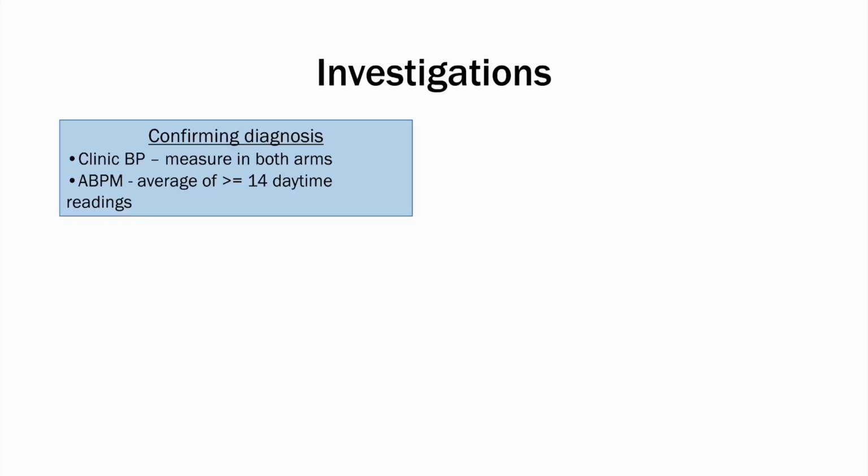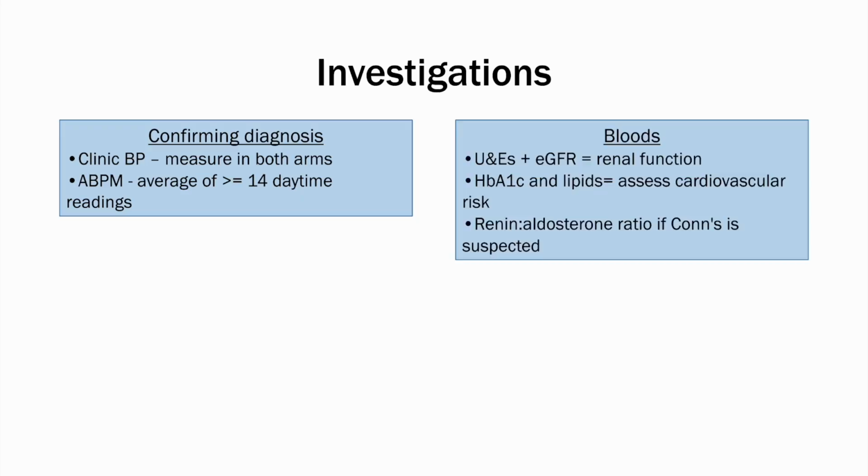Investigations fall into 4 groups. Confirming the diagnosis itself uses clinic BP measurements in both arms, since a significant difference between the arms can suggest vascular disease, followed by ABPM or HBPM as we discussed. Bloods should include U&Es and eGFR to assess renal function, because this both screens for a renal cause and establishes a baseline before starting an ACE inhibitor or an ARB, alongside HbA1c and lipids to complete overall cardiovascular risk assessment. If Conn's syndrome is suspected, a renin to aldosterone ratio is the key test.